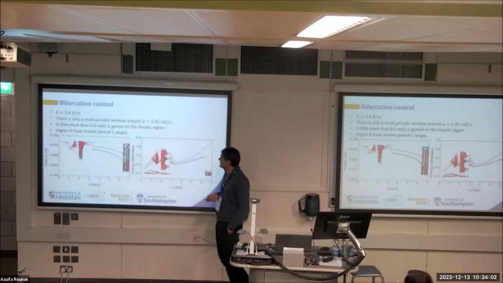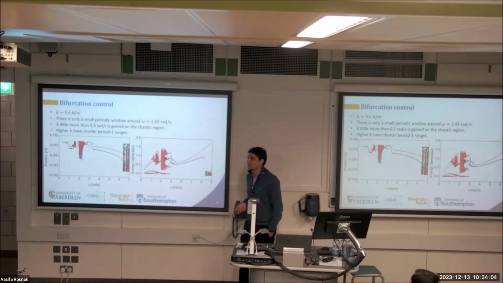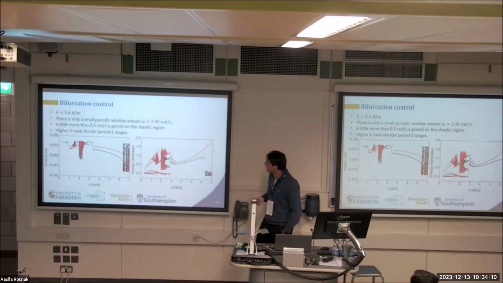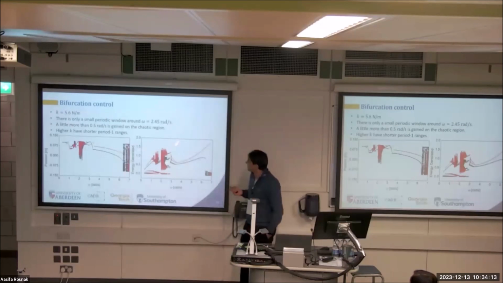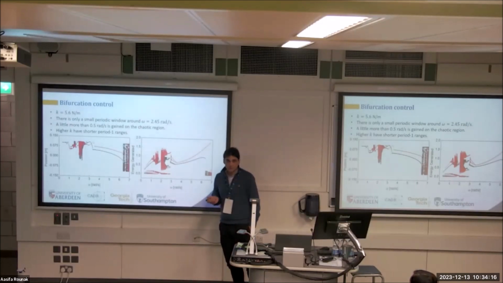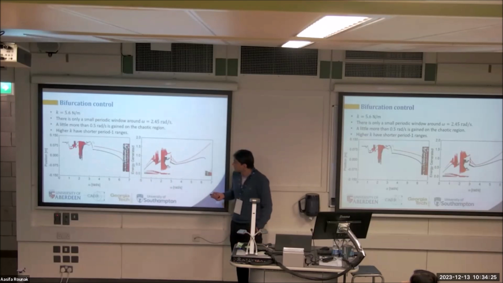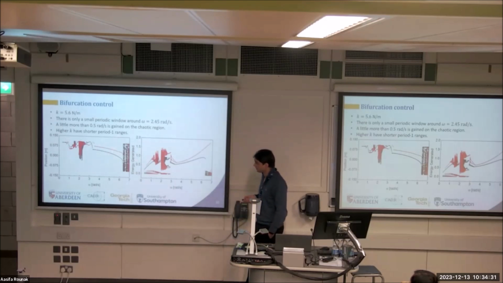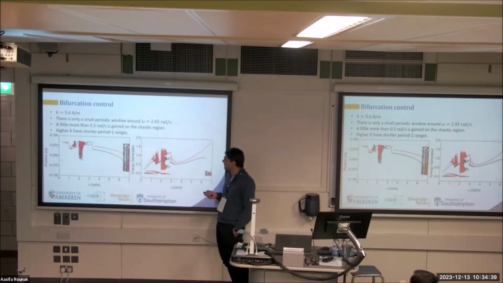Okay, so basically, if nothing works, let's try bifurcation control. So again, same thing. We set the parameter gains as optimal as we can, and we apply the bifurcation control. So this in black is our system without control. In red is our system with control. And at the end of the day, we actually manage to amplify the region of frequencies. However, it's 0.5 hertz.